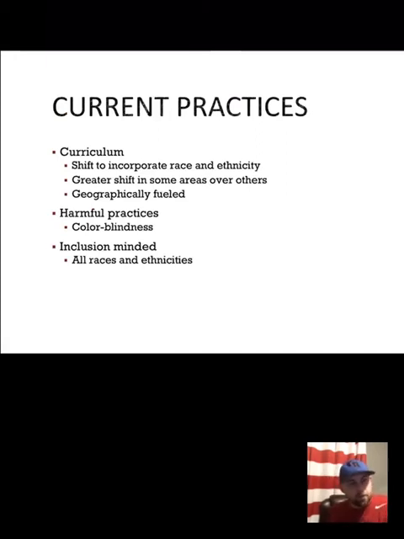We're shifting away from that to where we ought to be. You're starting to see more inclusion-mindedness. All races and ethnicities you're starting to see included into the curriculum. We're trying to get equity, where everything is equal and fair. And you're starting to see harmful practices like color blindness, which is where a teacher says, I don't see color, you're all the same. Well, that is discrimination itself. That kind of pushes acculturation, because you're taking away people's culture, their identity, and forcing them to be something else. But those are some of our current practices.